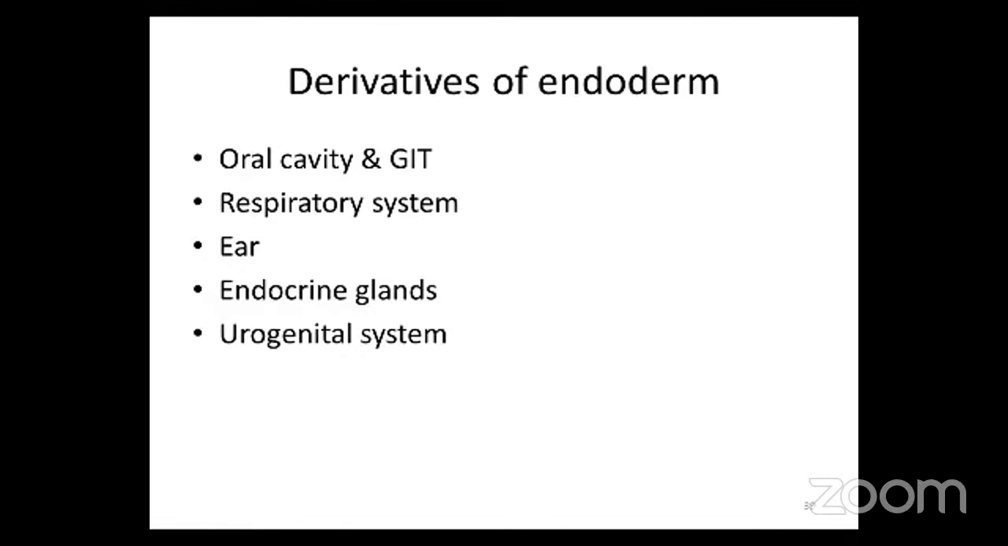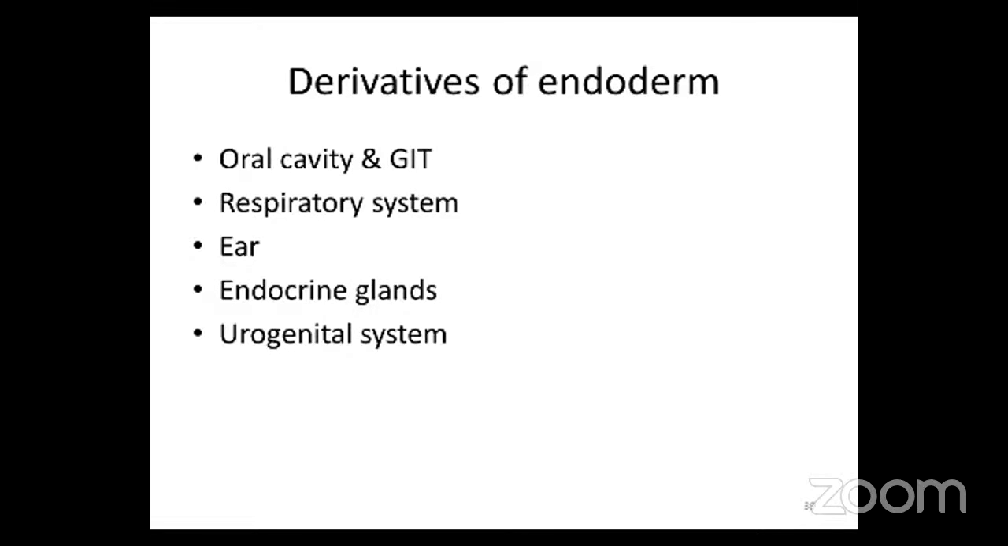Then the urogenital system. In the urogenital system, the lining of the urinary bladder is endodermal. Lining of the vagina is endodermal. Now, the lining of the urinary bladder, except the trigone of the bladder, is endodermal. Okay, the trigone is mesodermal in origin.